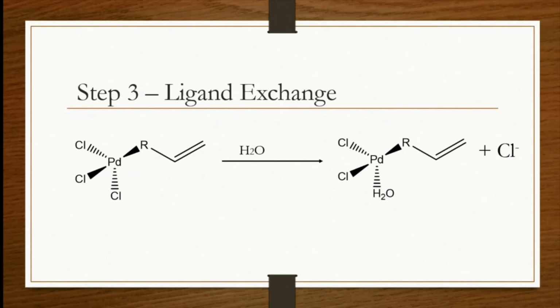In step 3, ligand exchange happens. A ligand is either the atom or compound that is coordinated or attached to the metal in the compound that we're looking at. In this step, we will exchange the chloride ligand with the water ligand. The more water you have, the more often this exchange will occur.